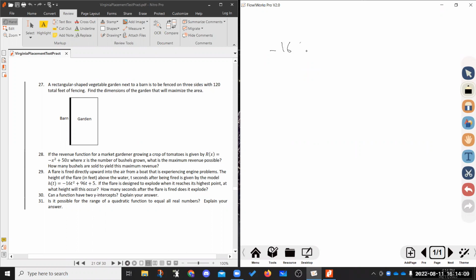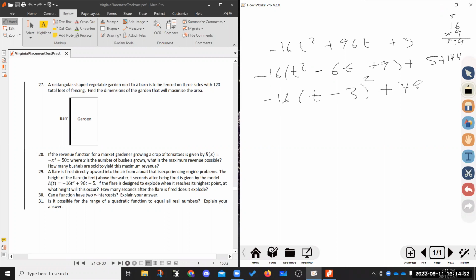Let's go ahead and complete the square here. I'll pull the negative 16 out. Half of 6 is 3. 3 squared is 9. 9 times 16 is 144. So I subtracted 144 because this is a negative out here. So I need to add 144. This is negative 16 times t minus 3 squared plus 149. And there's how I can get my vertex of 3, 149, where this is my time in which it occurs, and this is my height in which it reaches the vertex.